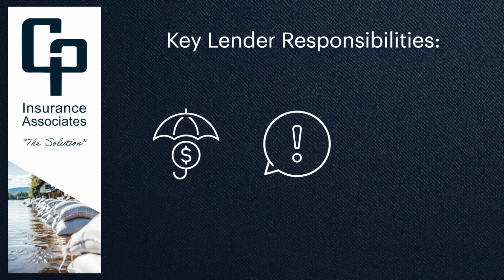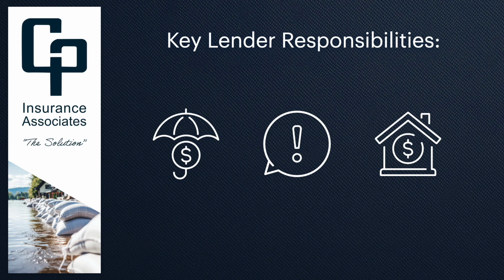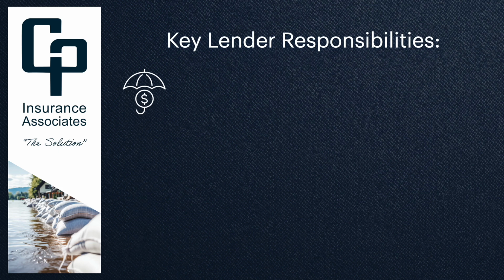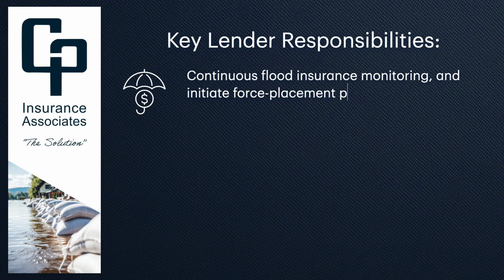Three of the most important include flood loss protection, timely borrower notification, and flood insurance escrowing. One of the lender's primary responsibilities is ensuring that the property securing the loan is protected from flood-related losses. If insurance coverage lapses, expires, or becomes insufficient, lenders are required to take action. Federal regulations require lenders to initiate forced placement procedures to obtain flood insurance if the borrower fails to maintain coverage.